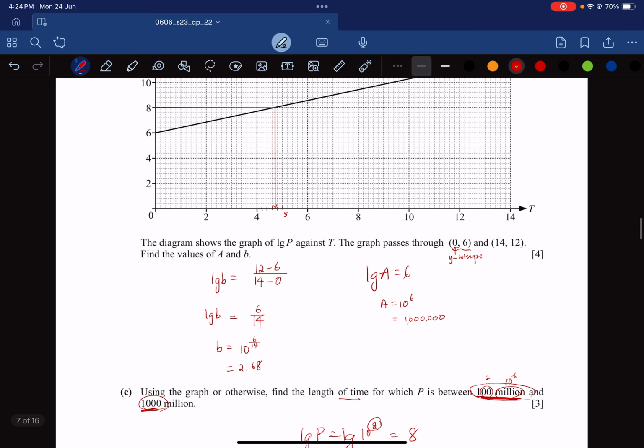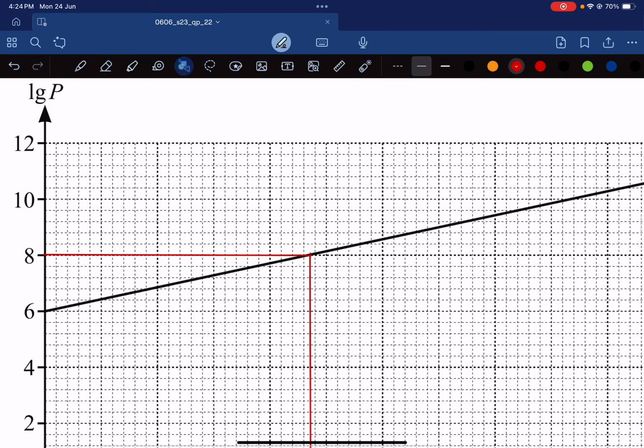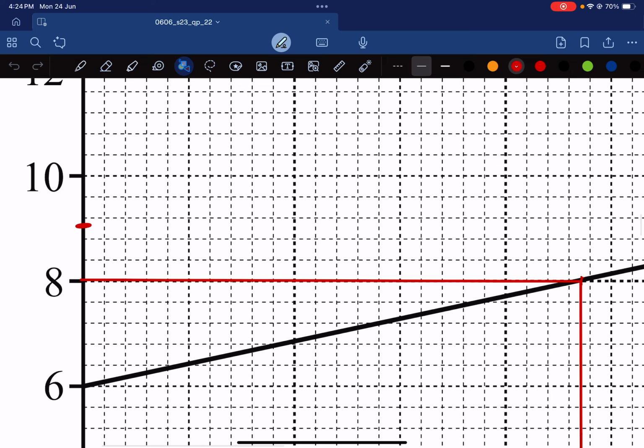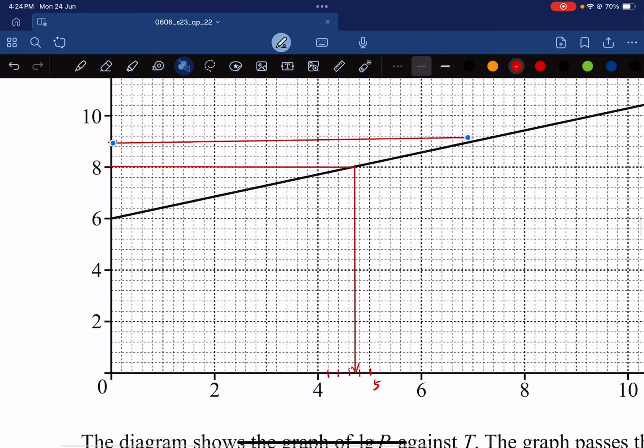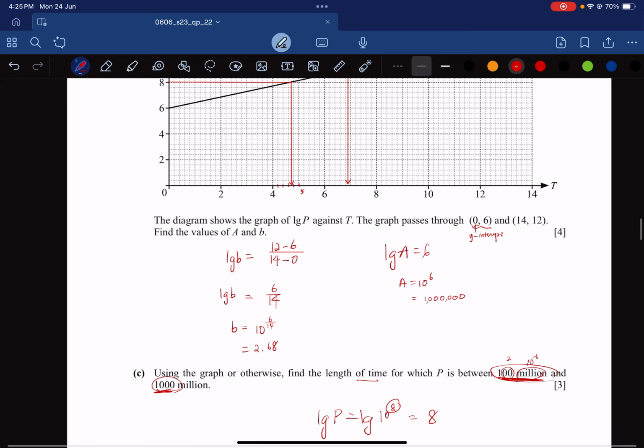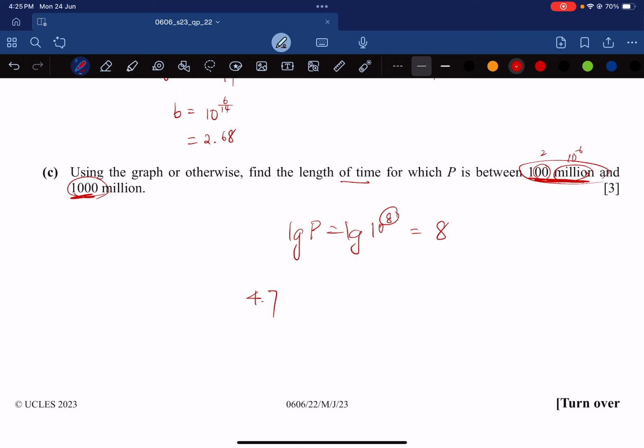1000 million means 10 to the power of 9, right? 10 to the power of 9. 9 would be middle here. So it would be 6.8, 6.9, right? So T2 equals 6.9. So the length of time would be 6.9 minus 4.7, the delta T, the difference in time, so it's 2.2. Okay, 2.2.